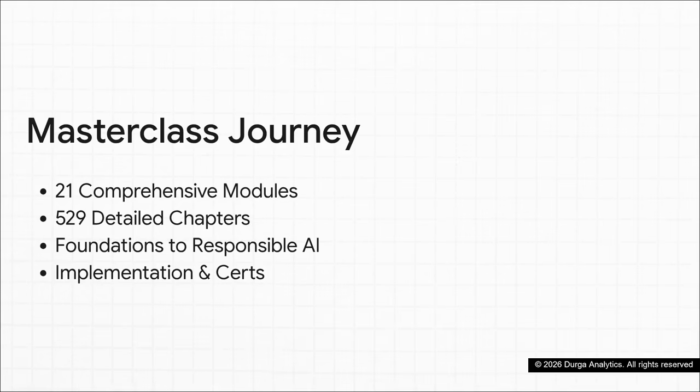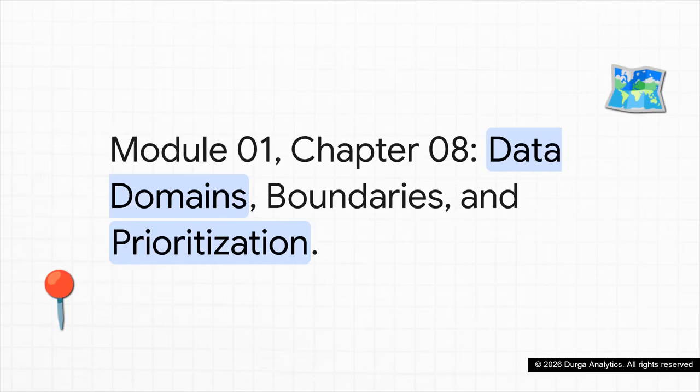Our entire Durga Analytics masterclass spans 21 modules in 529 chapters. I mean, we cover the whole shebang. We go from the absolute foundations of why governance even exists, through policies, metadata, data quality, master data, privacy, data mesh, all the way to metrics, responsible AI, and full-scale program implementation and certification. Everything is grounded in vendor-neutral, regulated finance realities. And right now, just to orient us, you are here. Module 1, Chapter 8, Data Domains, Boundaries, and Domain Prioritization. We're still in the Foundations module.